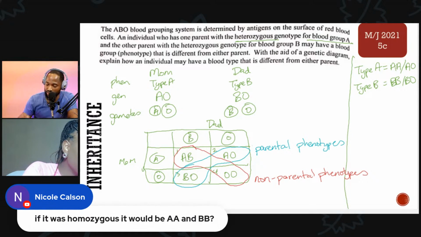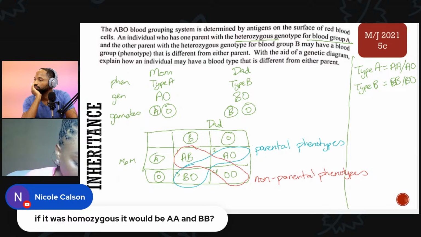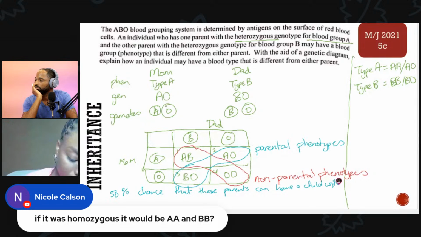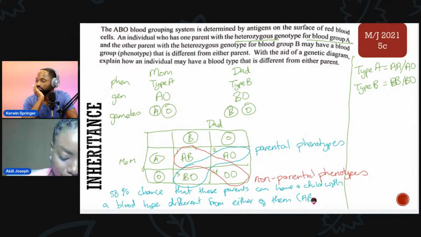And you could probably conclude with a statement saying that there's a 50% chance that they can have a child with a blood type that is different from theirs, and that blood type being, they can have a child as AB and also as blood type O.